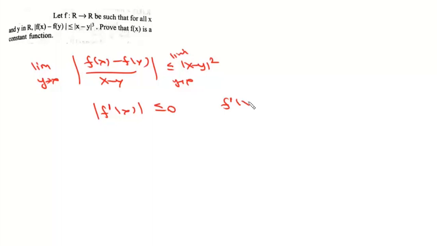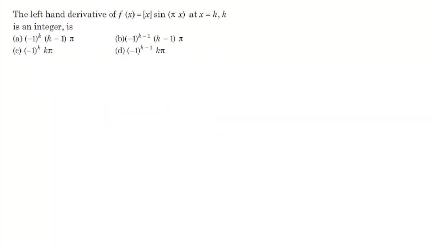So from here we get f dash x equals 0. That means this f(x) is a constant function. This is what we need to prove in this question. Now the question is, find the left hand derivative of f(x) at x equals k if k is an integer.